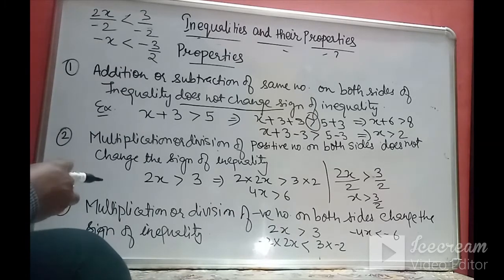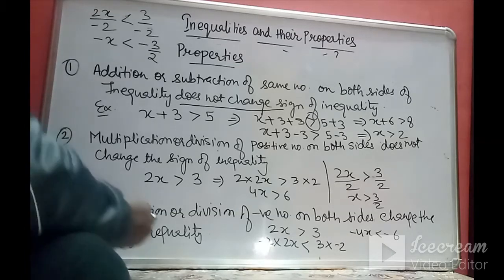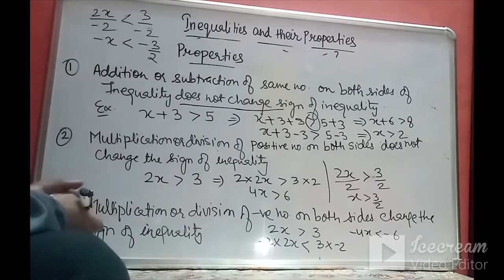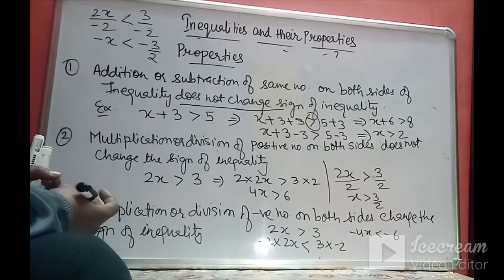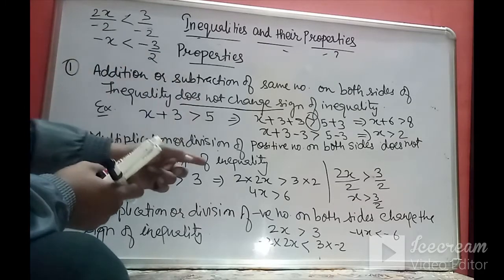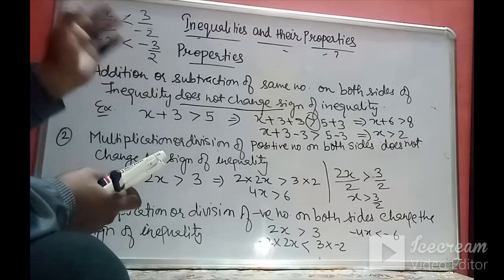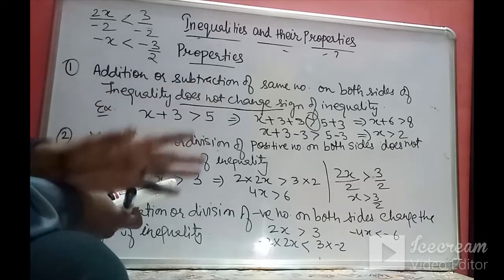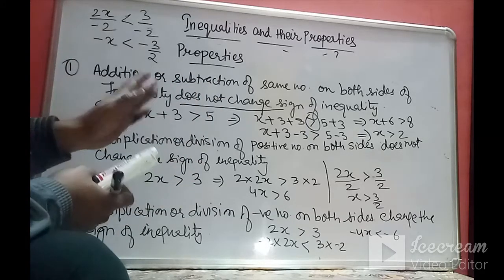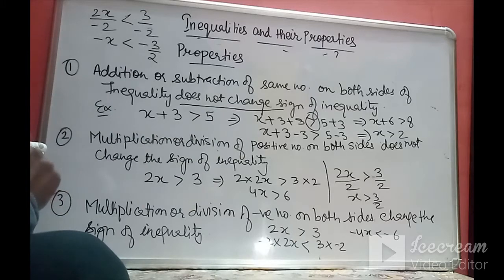So the most important thing in order to solve an inequality is, whenever you are multiplying or dividing by a negative number on both sides, you have to change the sign of inequality. If it is greater than, you make it less than. If it is less than, you make it greater than. Otherwise, in multiplication or division by a positive number, or even addition or subtraction of any type of number, whether positive or negative, it will never change the sign of the inequality. So we will keep these properties in mind in order to solve the questions of inequalities.